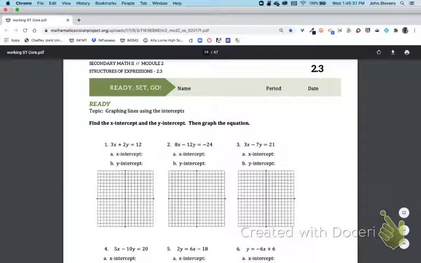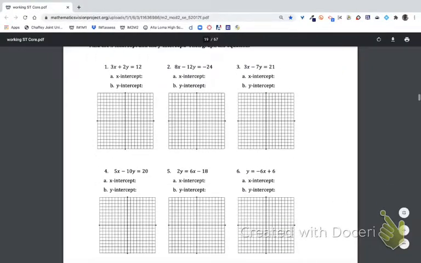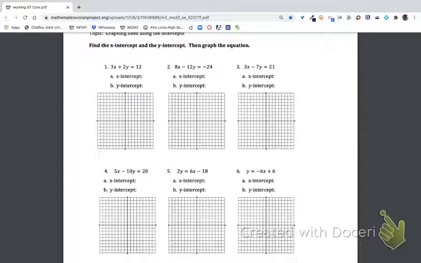For lesson 2.3's Ready, Set, Go, we are looking at intercepts and some other things as well. So let's go ahead and dive into this. For number 1 through 6, we need to be able to find the X-intercept and the Y-intercept.